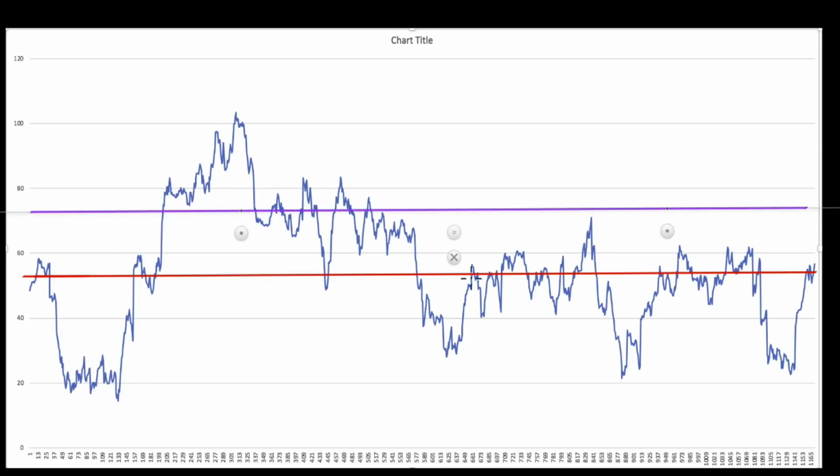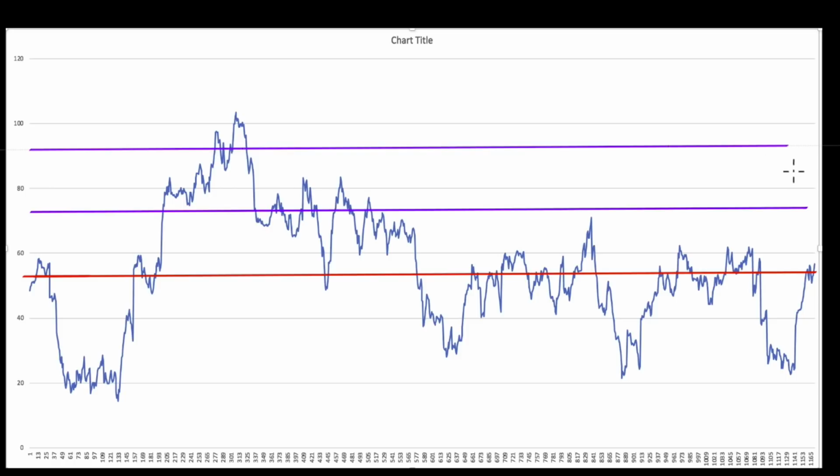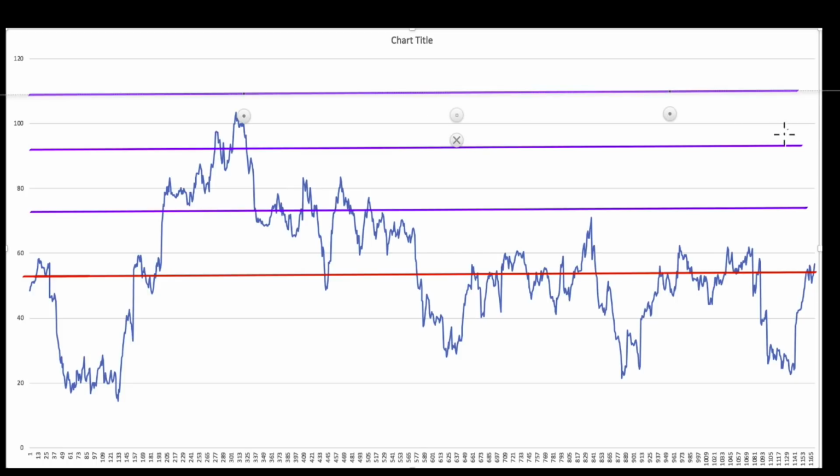The second standard deviation would be just a little above 90. So there's 90. And we'll draw the second standard deviation in here. And the third standard deviation, because we do have a peak going up there, would be at around 109. So there's 110. We'll just bring it in a bit. And there's our third standard deviation above.